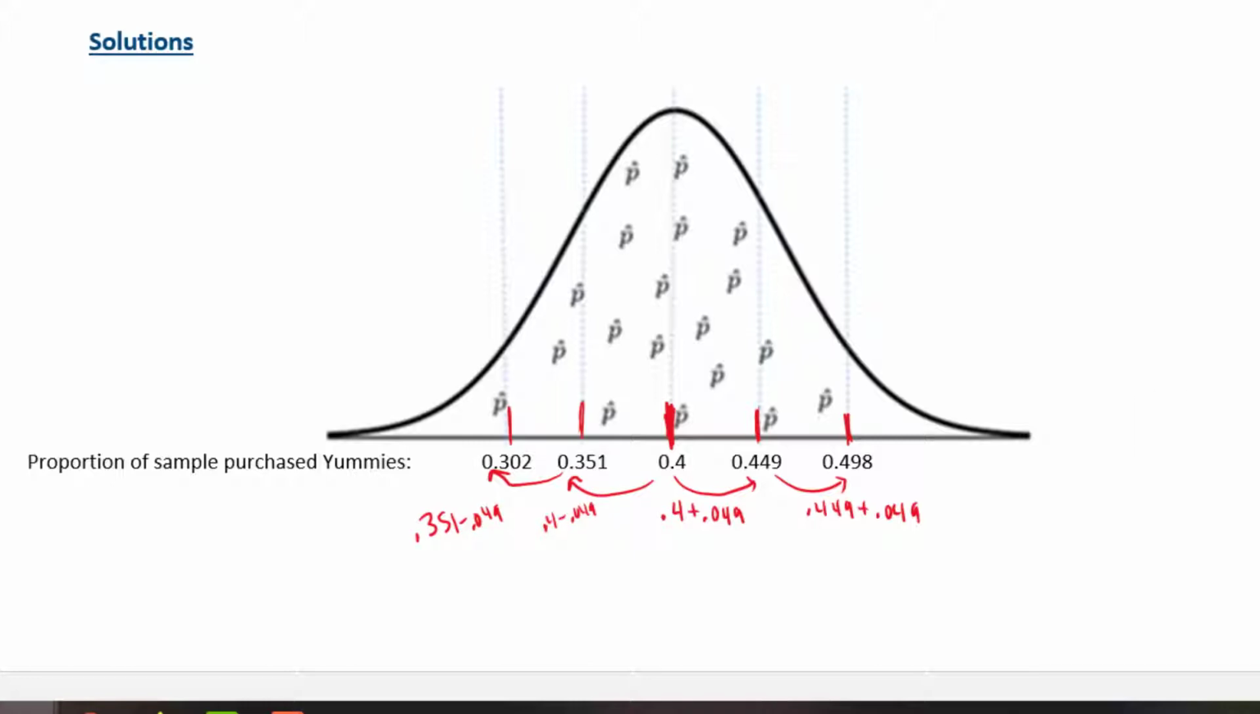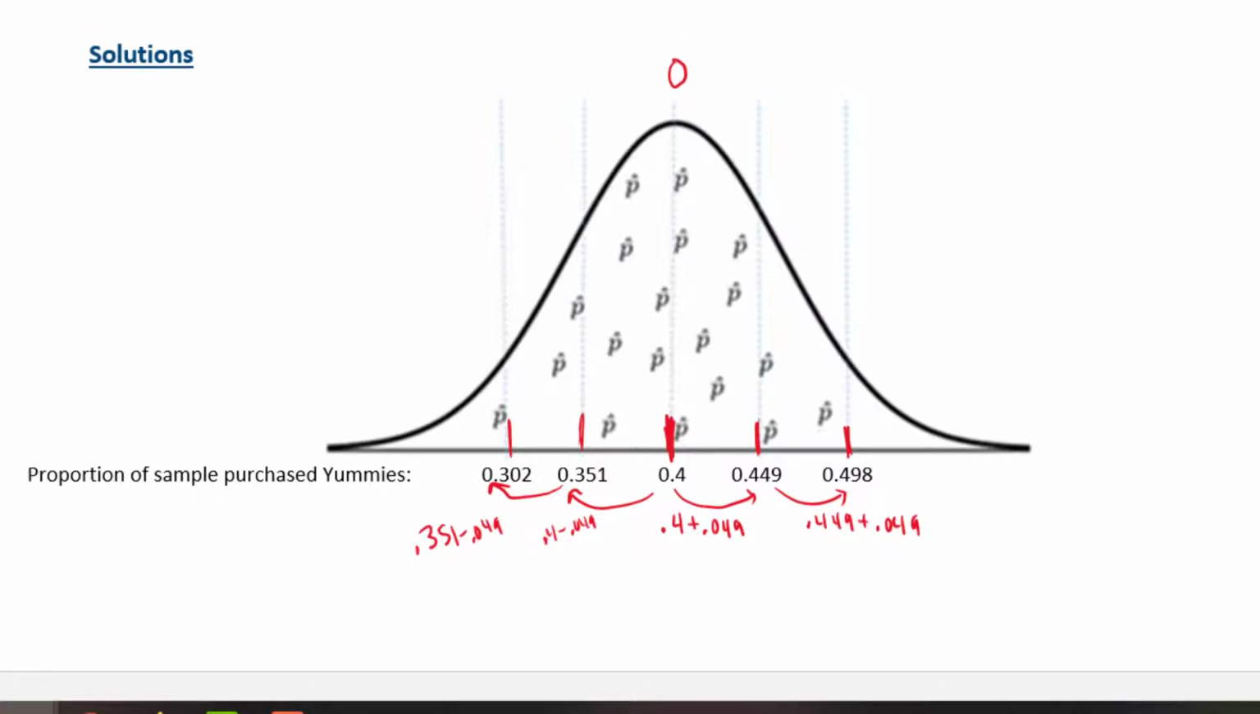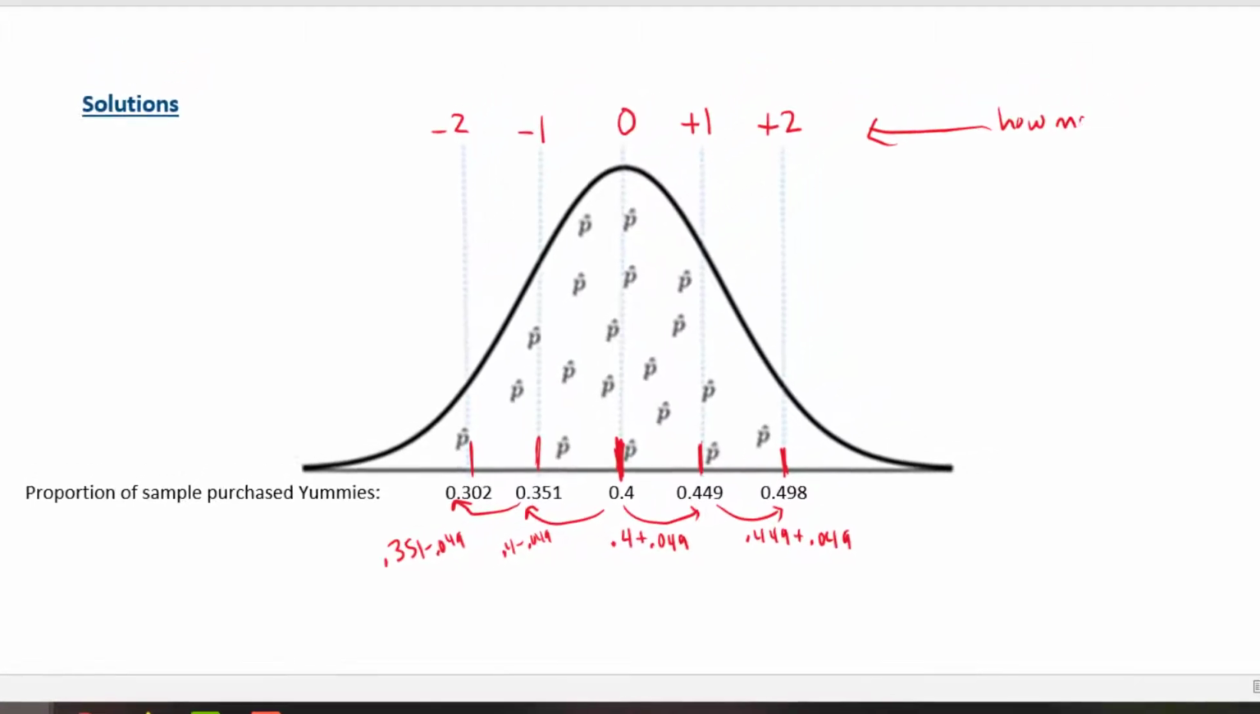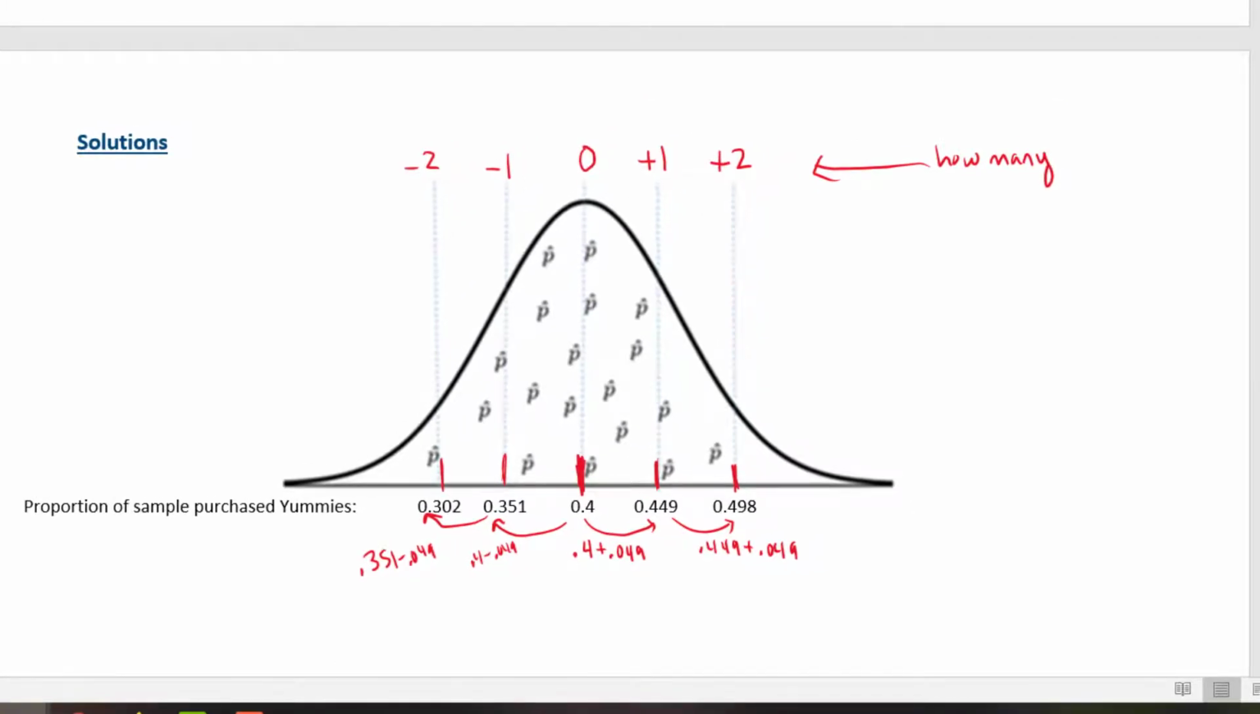What are these again? We're saying how many standard deviations away from the middle. So the center line is, I'm going to call it 0. It's 0 standard deviations away from the mean. The first vertical line is plus 1. It's 1 standard deviation above the mean. The second vertical line is 2. This one is 1 below. This one is 2 below. So this is how many standard deviations above or below the mean.